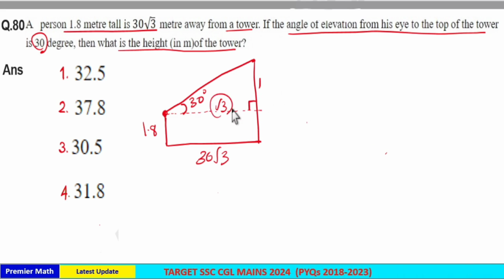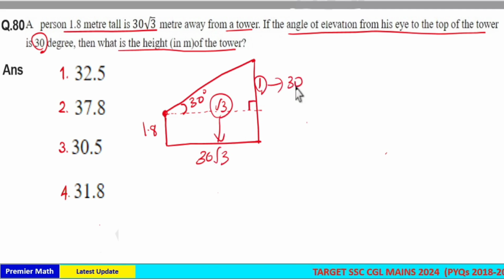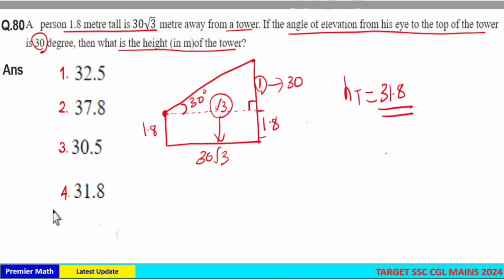So if root 3 part is equal to 30 root 3, then 1 part is equal to 30. If 1 part is 30, then height of tower is 30, and here this distance is equal to 1.8. So 31.8. Option 4 is your answer.